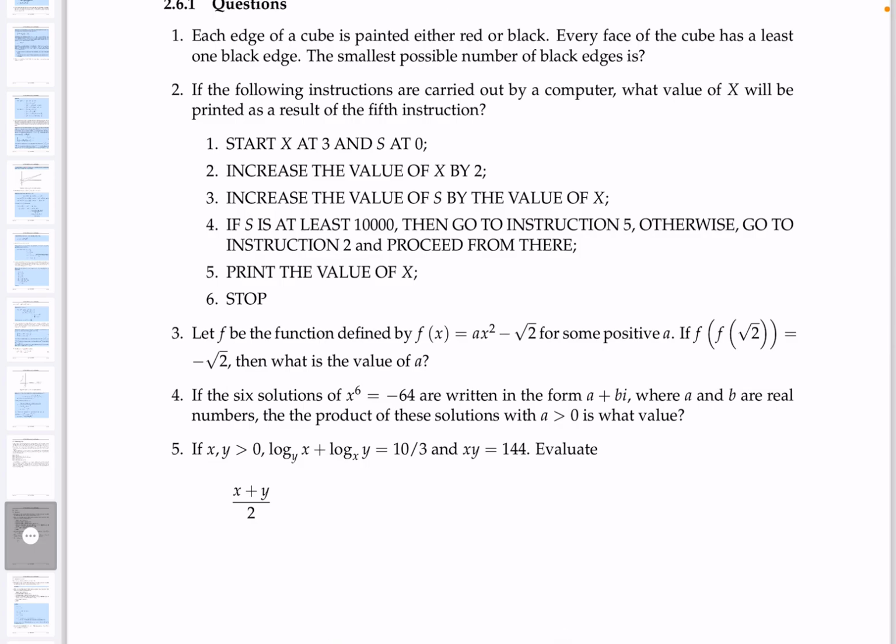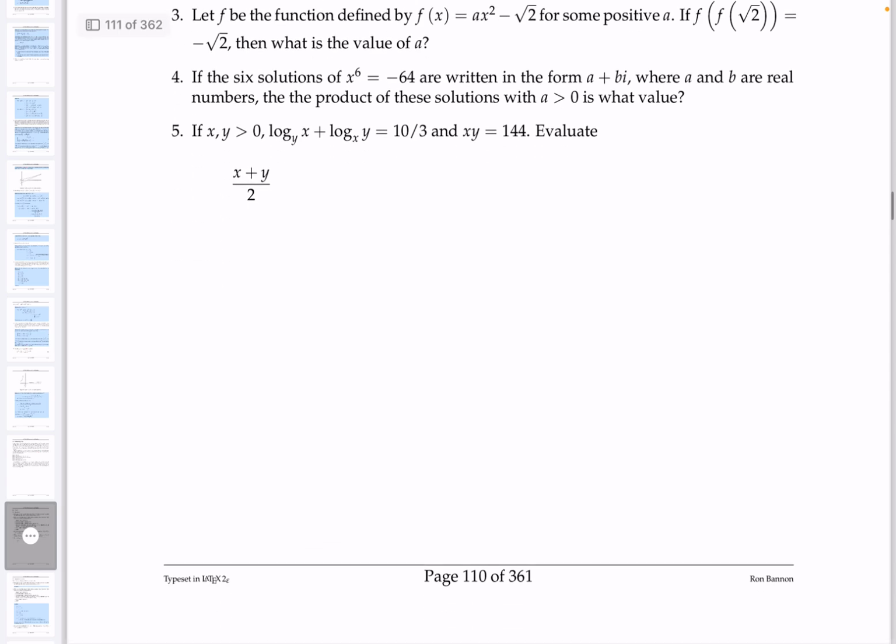If it's a code problem, it says: if the following instructions are carried out by a computer, what value of x will be printed as a result of the fifth instruction? All right. So I have this written down, and it's here for you if you want to copy that down now. But I'm going to go to the whiteboard and read over it. The problem is to figure out what's happening with this computer code.